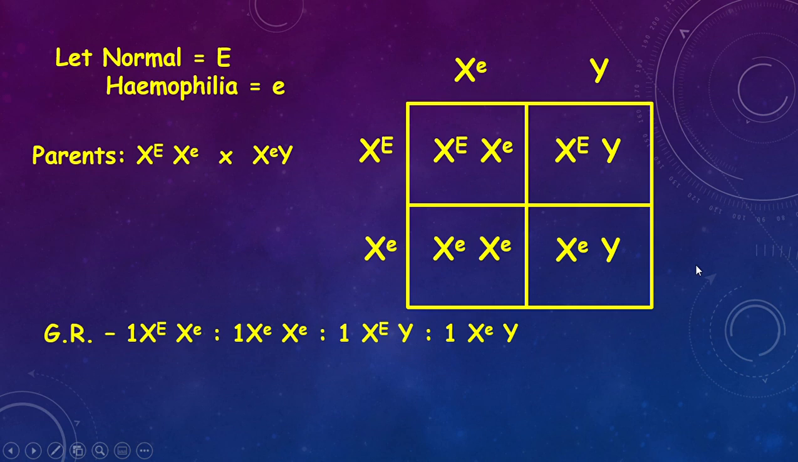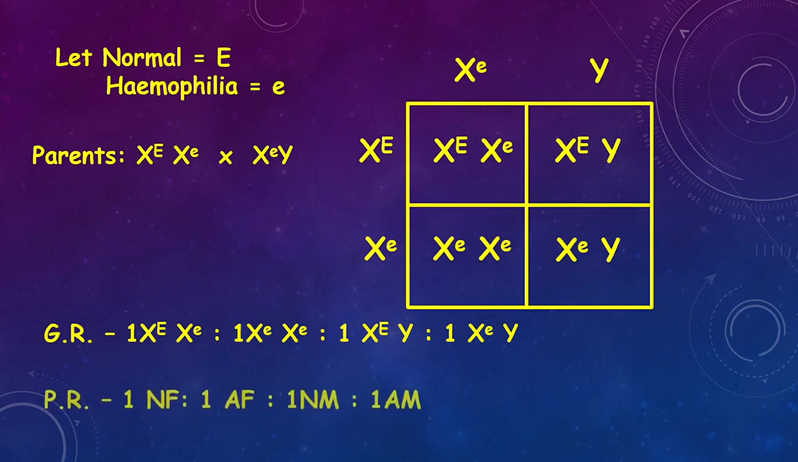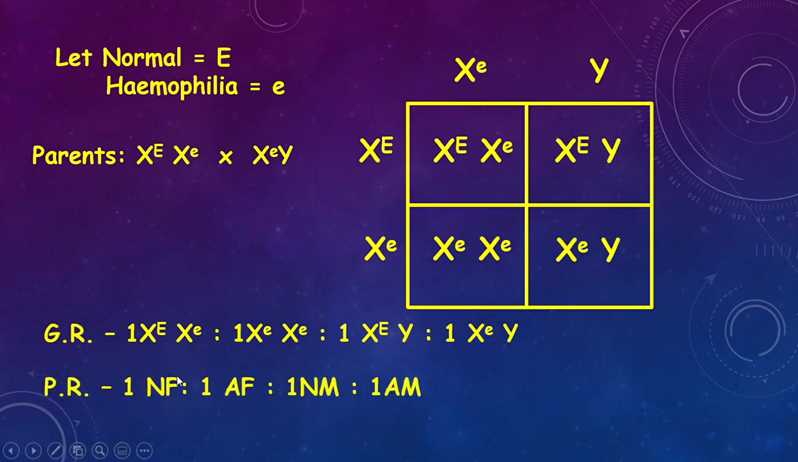What is then the phenotype ratio? Again, don't forget to include the gender, because it's sex-linked. Excuse me, I just used abbreviations here, otherwise it wouldn't fit. But what you would have is 1 normal female is to 1 affected female is to 1 normal male is to 1 affected male. So you've got 1 of each. There's no mention of carrier. We don't define carrier because carrier is not a disorder. You are either normal or you are haemophiliac.